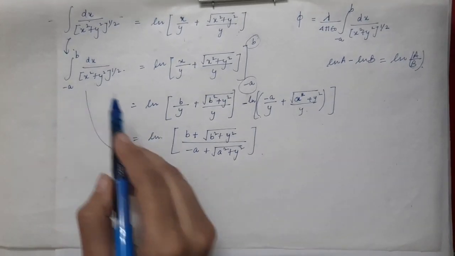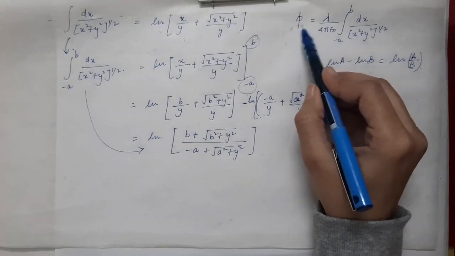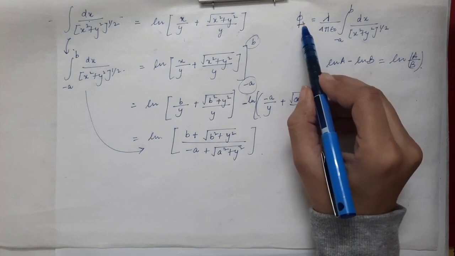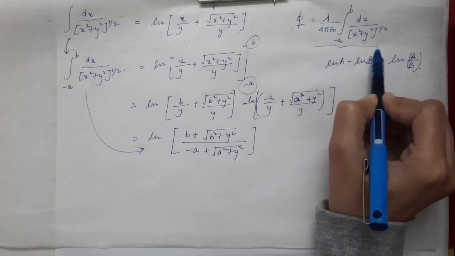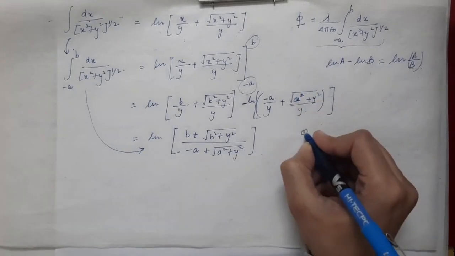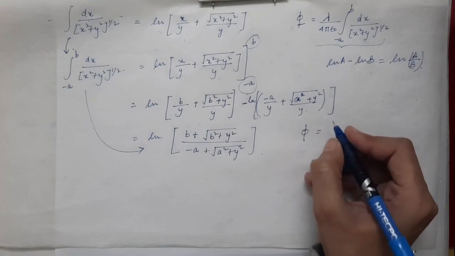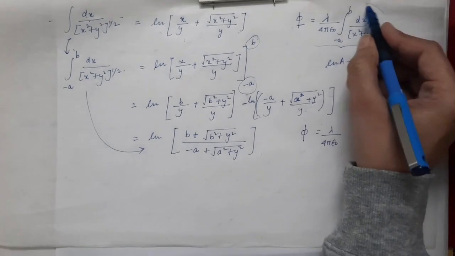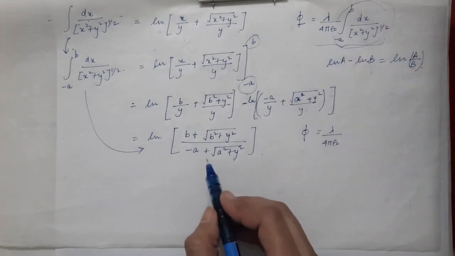So you have solved this integral, but we want to find the expression of the potential at P due to the whole line charge, and that potential is given by this particular term. So potential at P due to the whole line charge is equal to lambda by 4 pi epsilon naught into this integral which we have just solved.